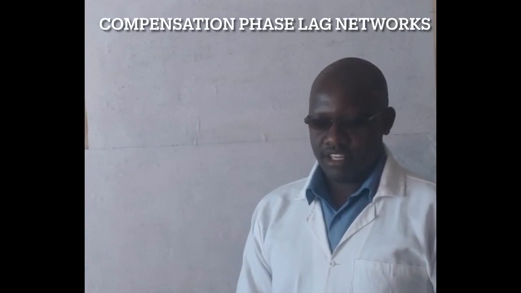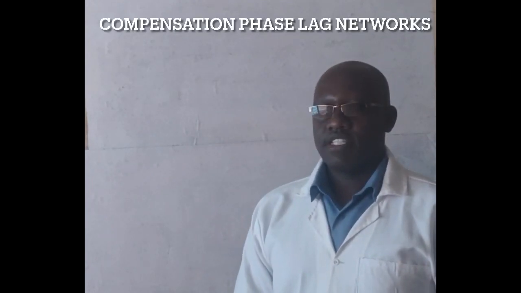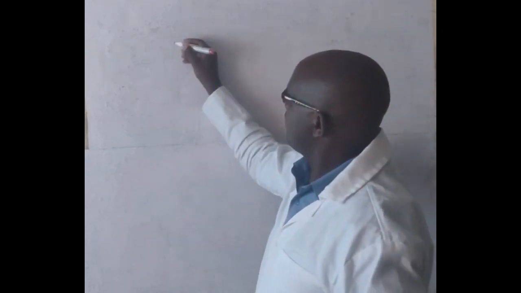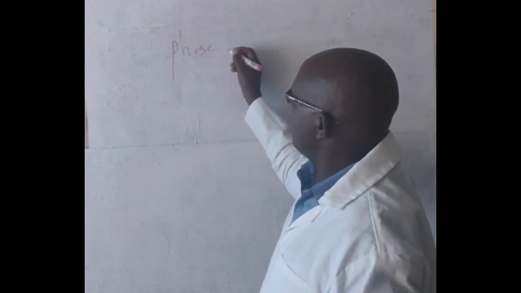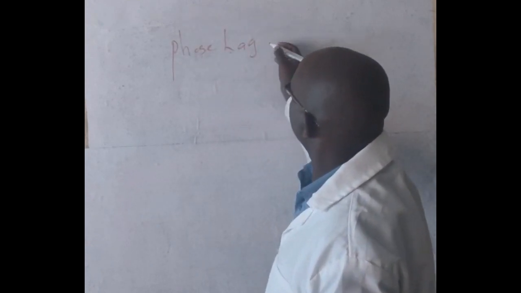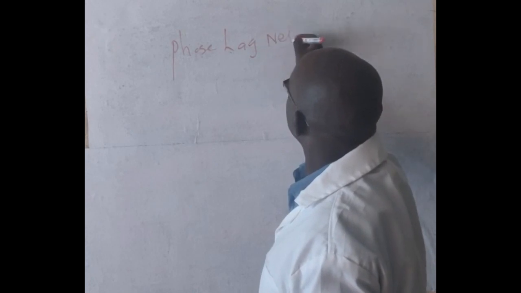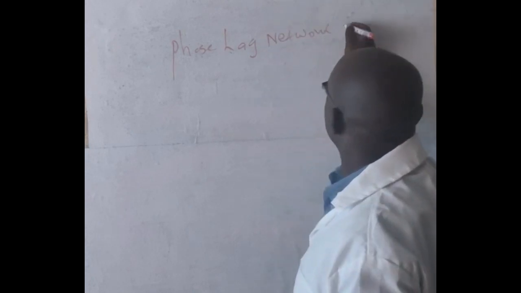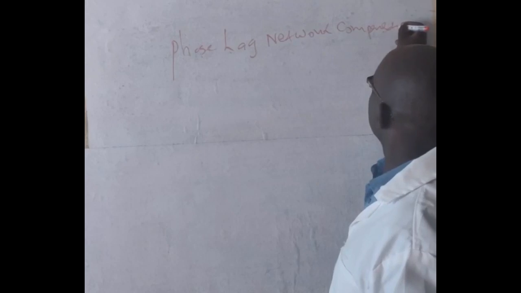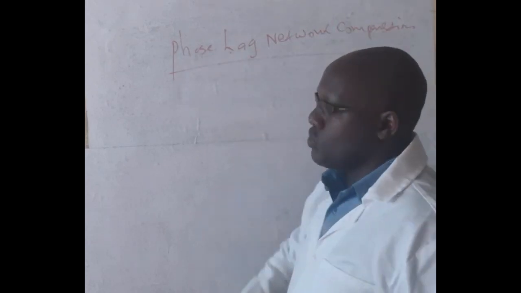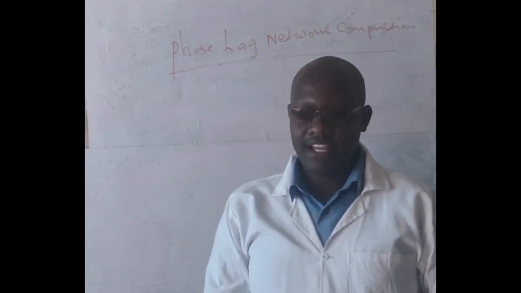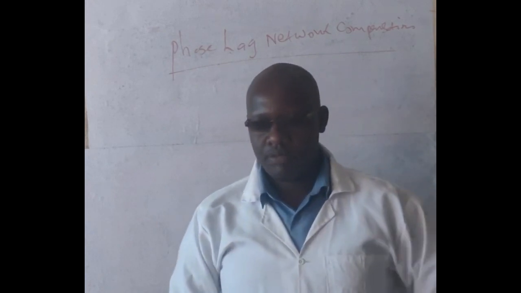The second type of the control system is on the size of the compensations. So we are done with one. The first one was the phase lead network, and now we want to focus on the phase lag network of compensation. So we want to look at phase lag. What do we mean by this?